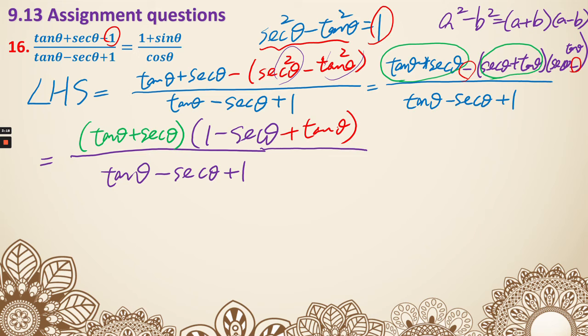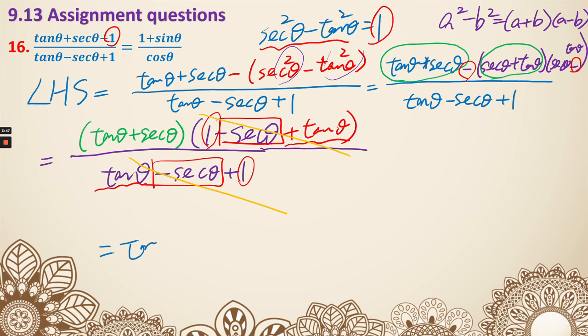Now let's have a look at what we have. It looks like the bottom has 3 terms. On the top, the second part of the parenthesis also has 3 terms. Let's make a comparison. The 1 is there, the minus secant theta is there, and the plus tangent theta is also there. That actually means they are the same, so I can cancel and get rid of it. These 2 parts happen to be the same. So I only have the tangent theta and the secant theta left.